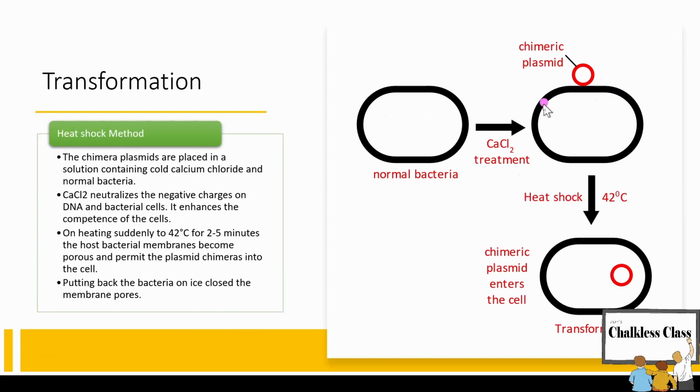Now, this bacterium is exposed to high temperature. At 42 degrees Celsius, heat shock is given to this bacterium. In the bacterium which received the heat shock, the cell membrane becomes porous. The bacterium which underwent heat shock is capable of receiving the chimeric DNA or rDNA. Due to that heat shock, micropores will open in its cell membrane. Through those pores, rDNA or recombinant DNA easily passes into the cell.